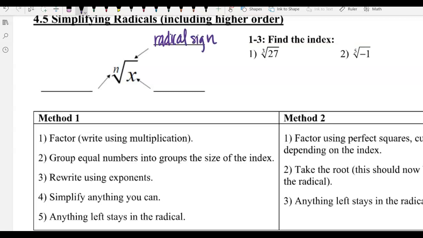And then the thing that's under the radical sign is called a radicand. So if I say, oh, the radicand is 64, that means the number that goes under.